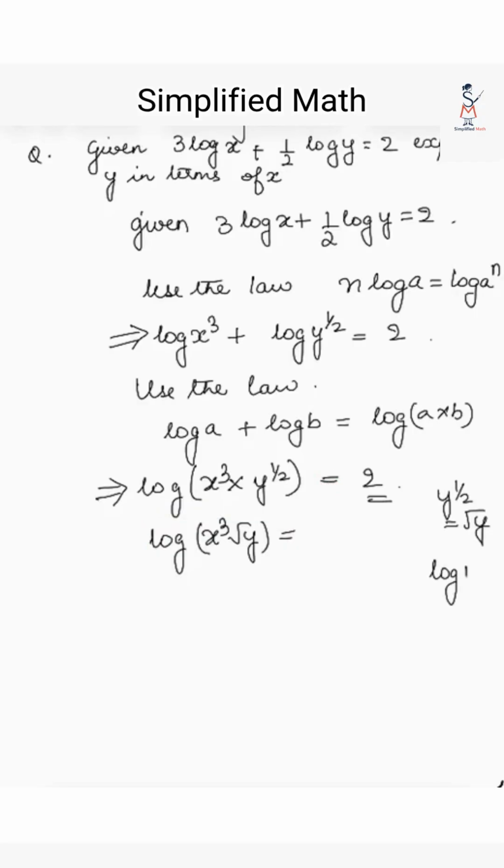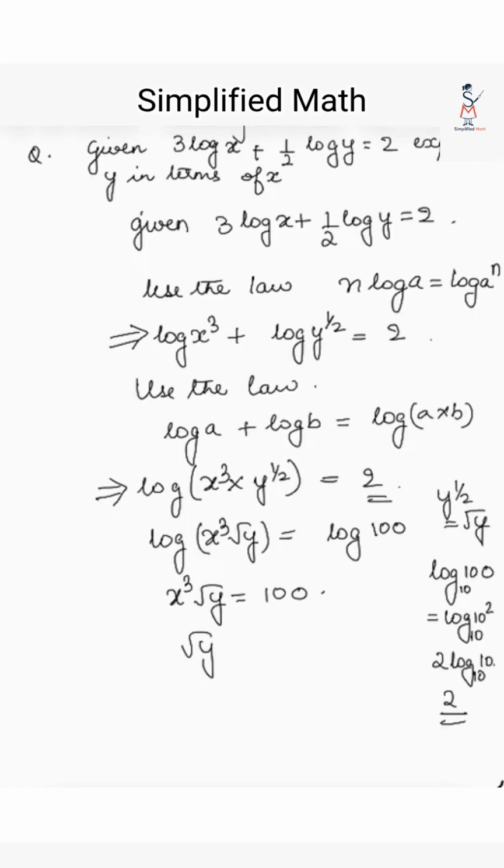Why? Because log 100 to the base 10 is log 10 square, and again the rule it will follow, and log 10 to the base 10 is 1, so 2 is log 100. And if the base is not given, it means it's 10, right? So now x cube root y is equal to 100, root y is equal to 100 by x cube. Fine, because we had to express y in terms of x.